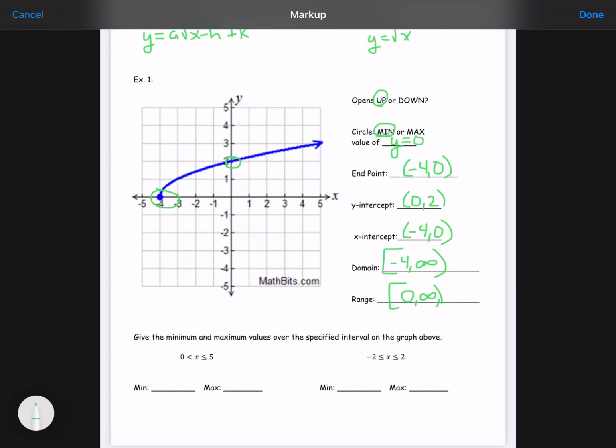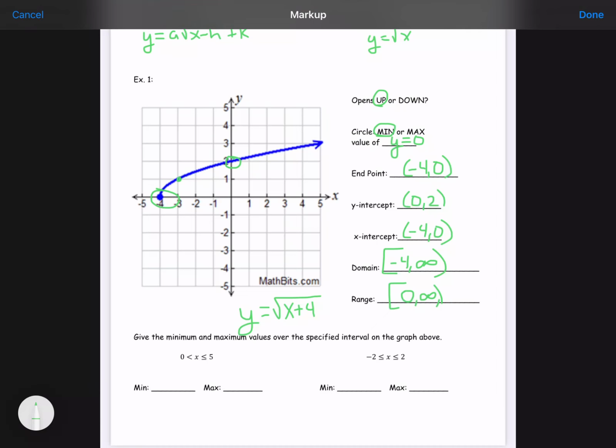So now as we're looking, we have a couple other questions. Give the minimum and maximum values over the specified interval of the graph above. So between 0 and 5. Now here is where you might want to take the time to actually decide what is the equation of this graph. And so we know it shifts left 4, and just by looking, we can see that when you go 1 over, it goes up 1. So that means the a value has not changed. So it's just going to be x plus 4 inside the square root symbol. So we can use that if we need it.